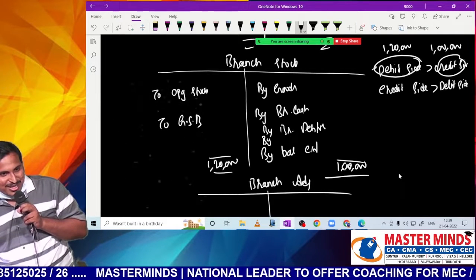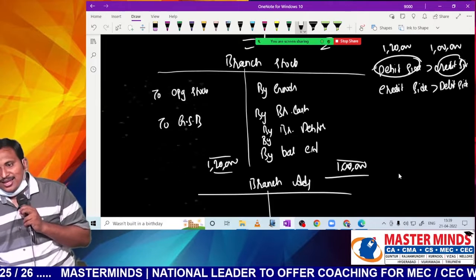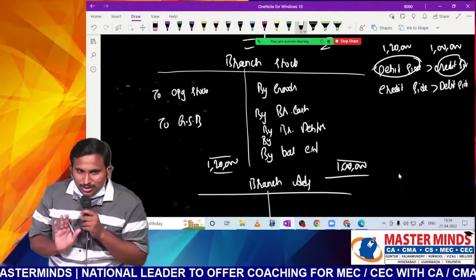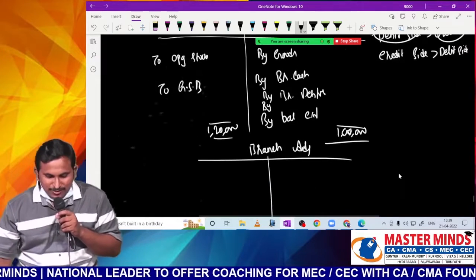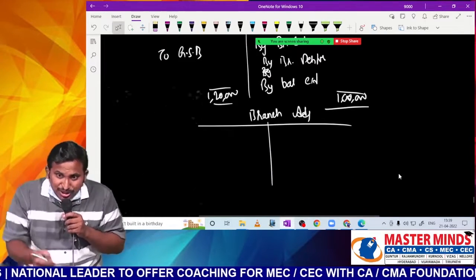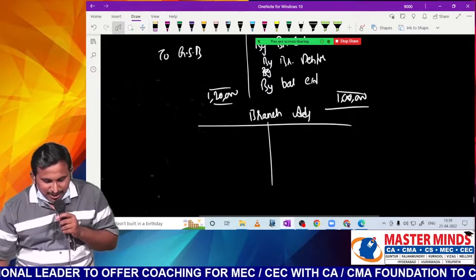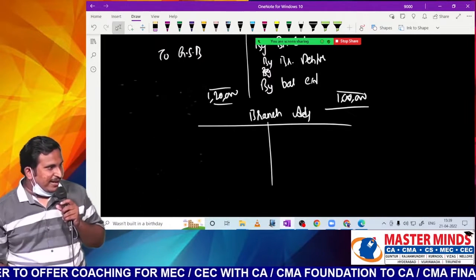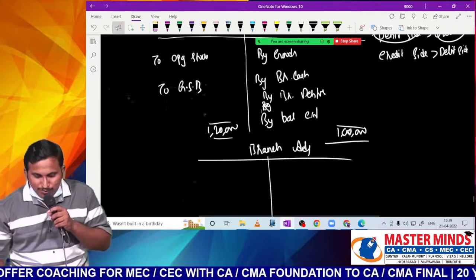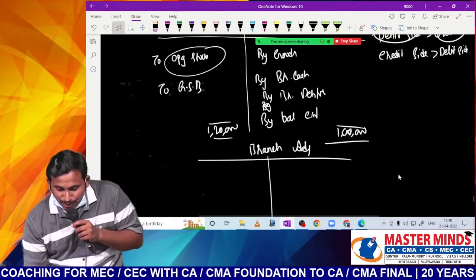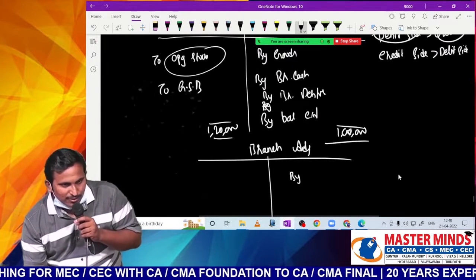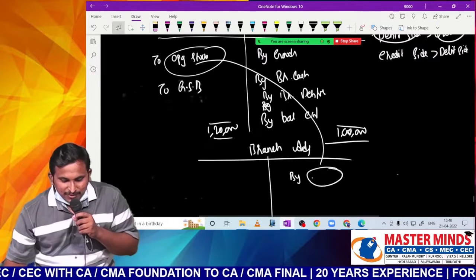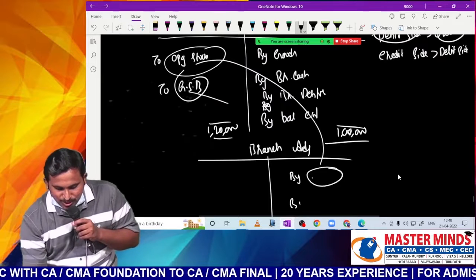Sir, branch P&L, branch adjustment. Now, look here carefully. Before proceeding to this discussion, let me tell you the purpose of branch adjustment. Then you will get a better clarity. In branch adjustment, what will we do? We'll record the profit on opening stock, the loading on opening stock. We'll record the loading on goods sent to branch.